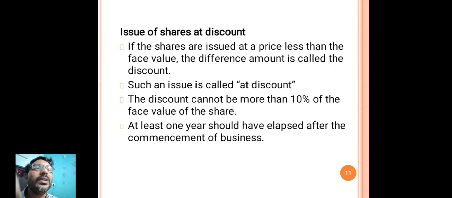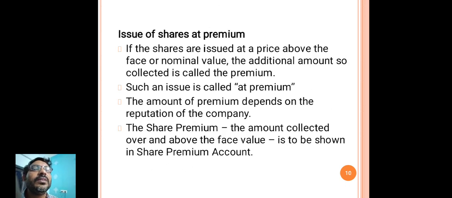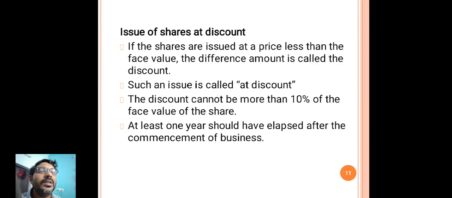This is about the issue of share at premium and at discount. Premium means it is above the face value, the nominal value. The additional amount the company gets on shares issued at premium is transferred to the share premium account.